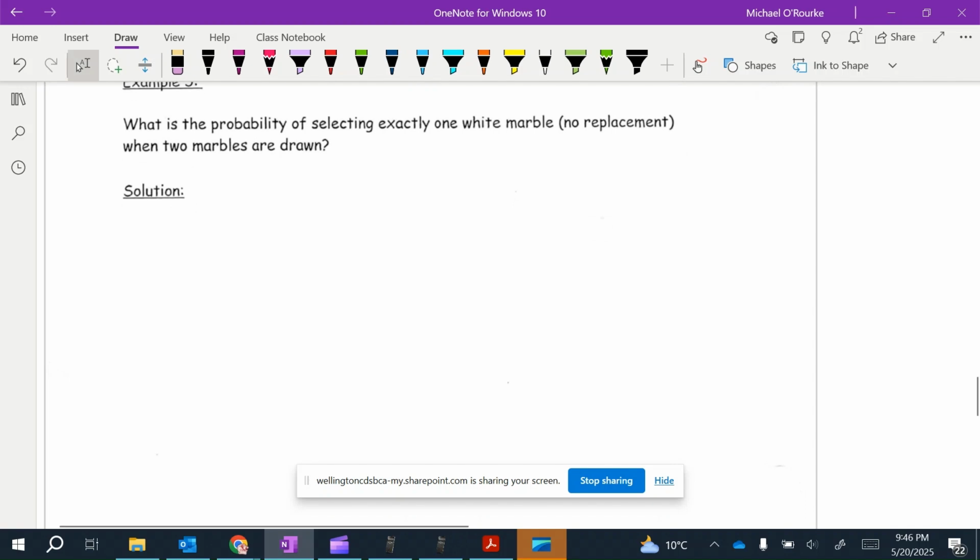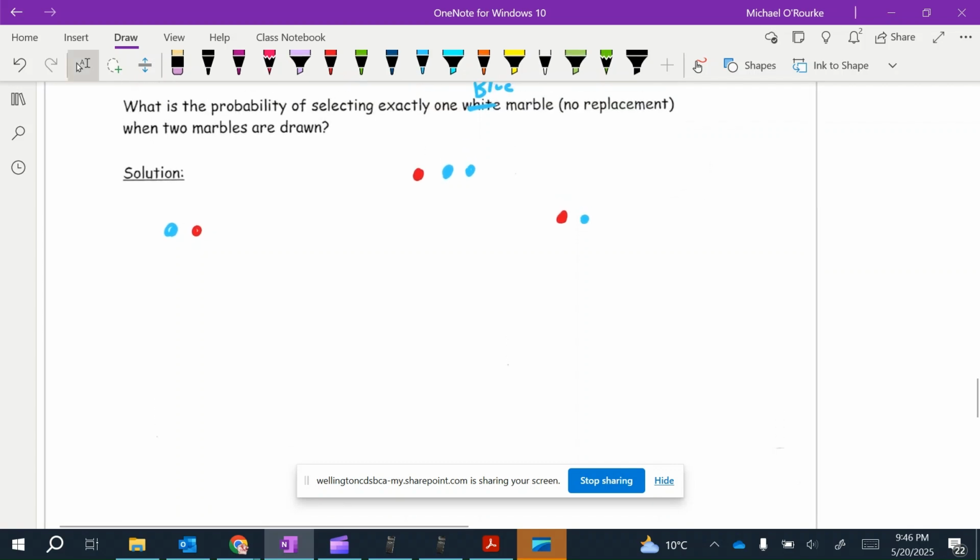All right? So what's the probability of selecting exactly one blue marble, with no replacement, when 2 marbles are drawn? So we have 2, 2, and 1. Now we have to realize that getting exactly one blue marble can happen 2 different ways. I could select the blue one first, then a red one, or I could select a red one, then a blue one. Okay? So this is going to be dependent, right? Since the second draw depends on what happens in the first draw.